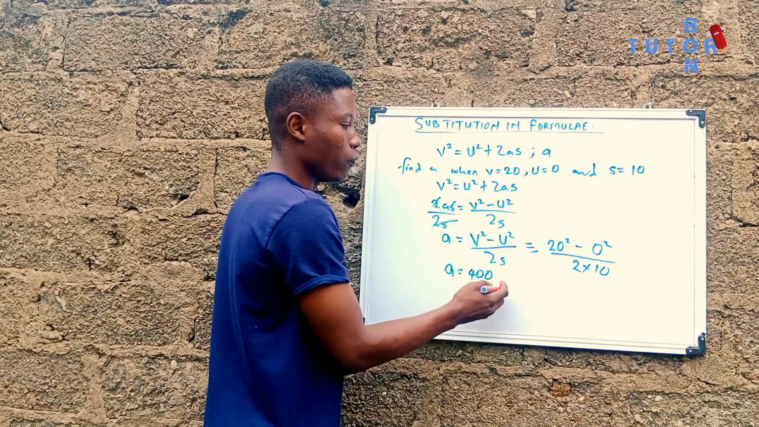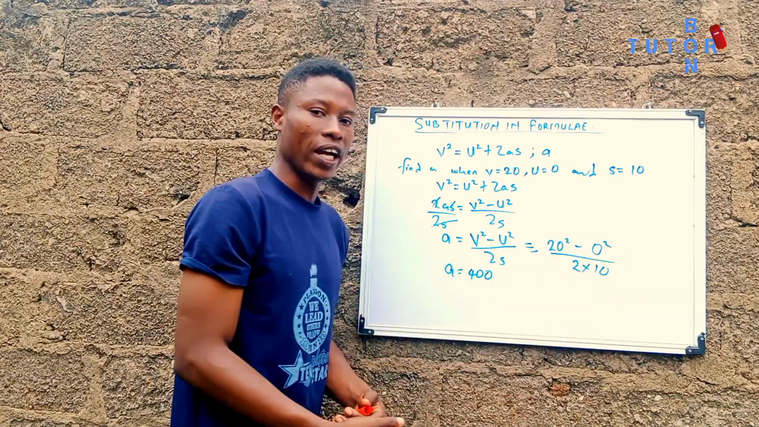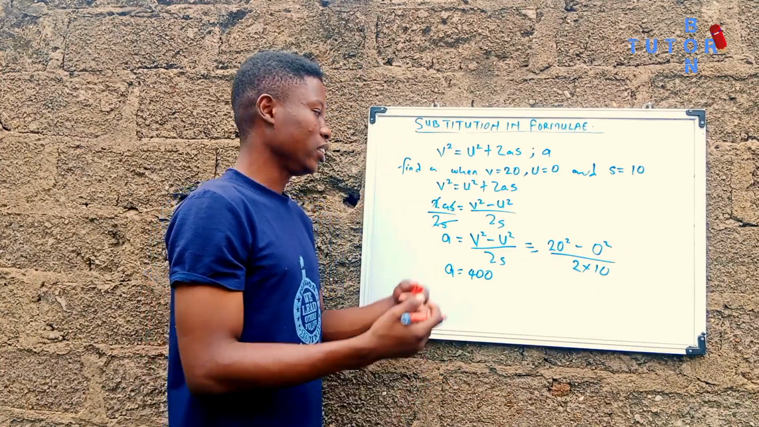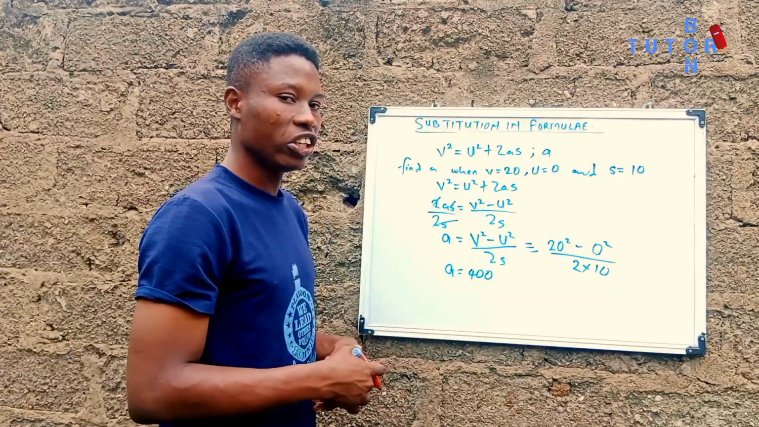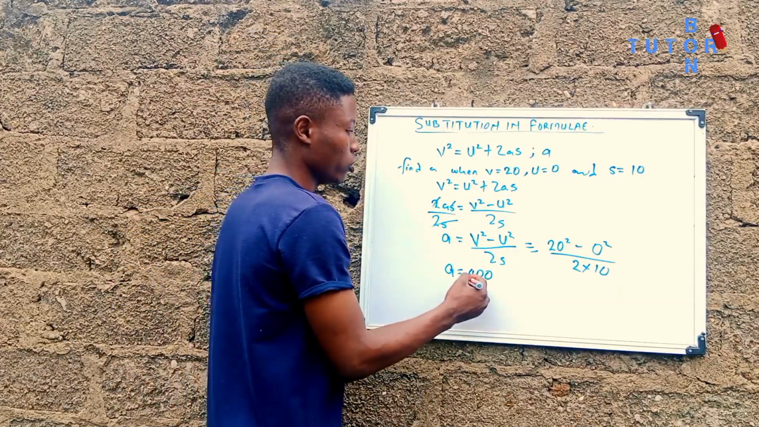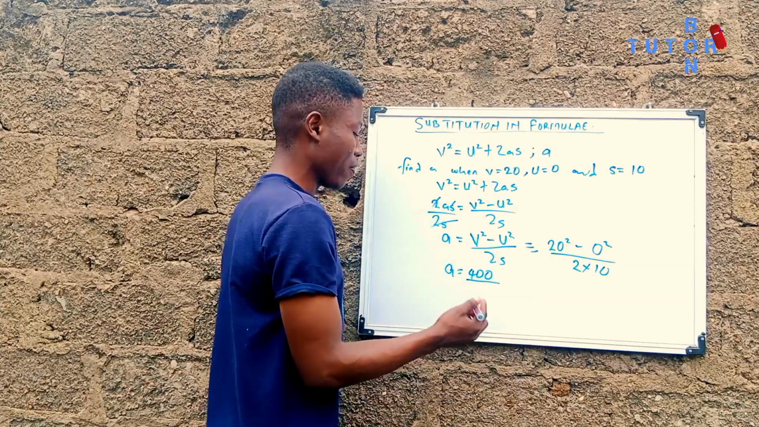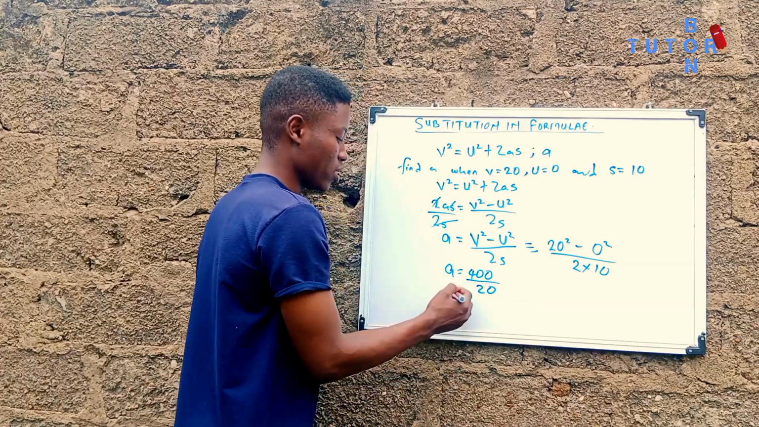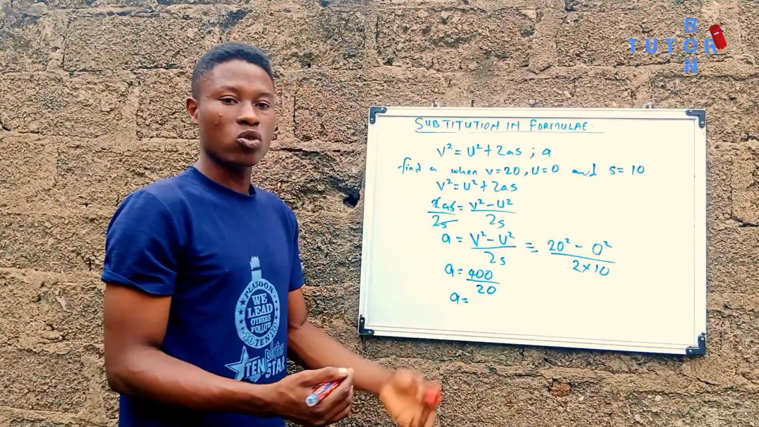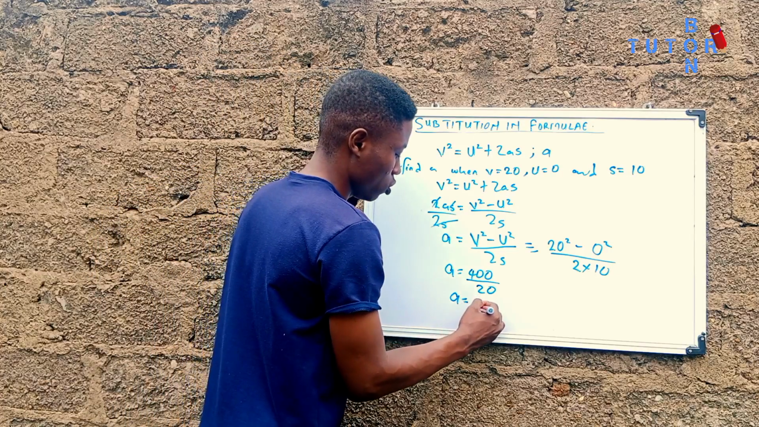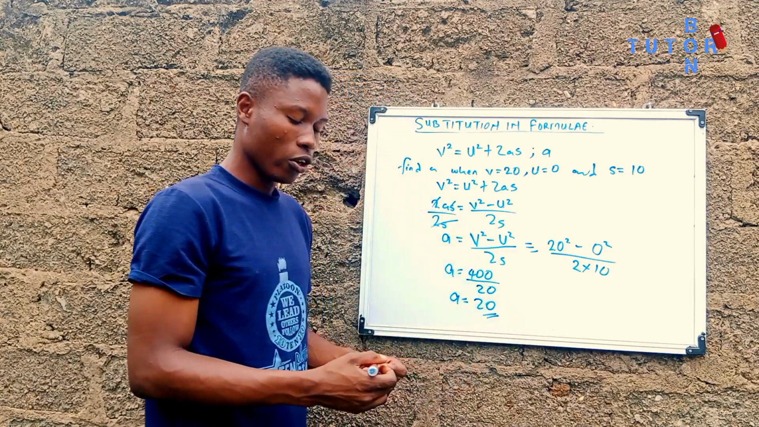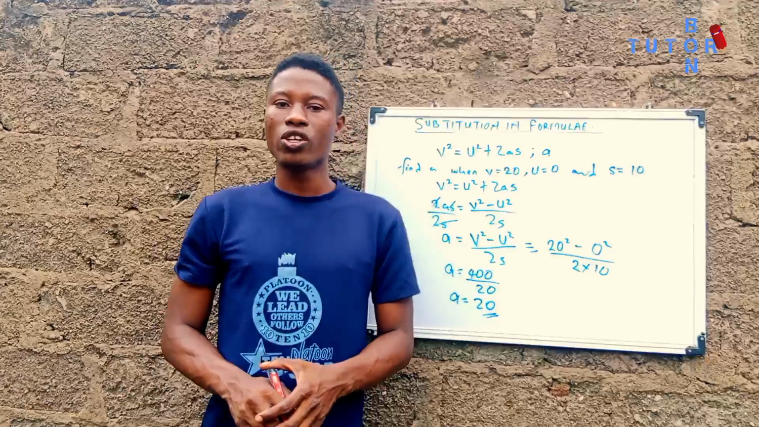You have your 400. Your 0 square is still 0. And if you subtract 0 from 400, you'll still have 400, divided by 2 multiplied by 10, which gives you 20. And 400 divided by 20 will give you what? Yes, 20. That is, your a is equal to 20.